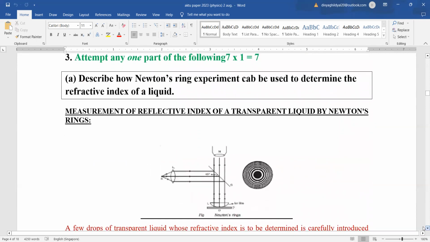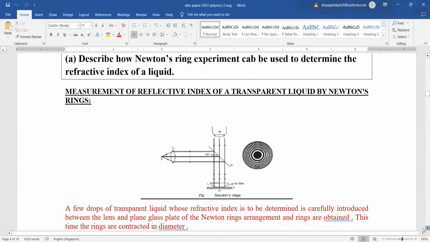Newton ring experiment has been asked many number of times, but this time they asked you to explain how you can use the concept of Newton ring to determine the refractive index of a liquid. So again, you have to draw the diagram, because with this diagram, it will fetch you easily a good number of marks, and then you will explain how the rings are formed with air and then with the liquid whose refractive index we want to determine.